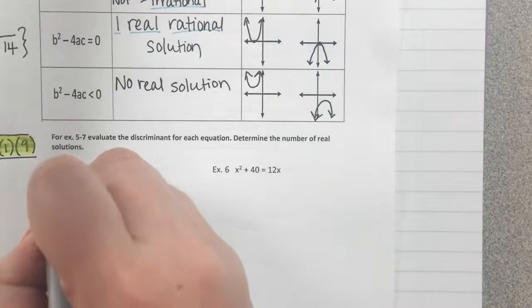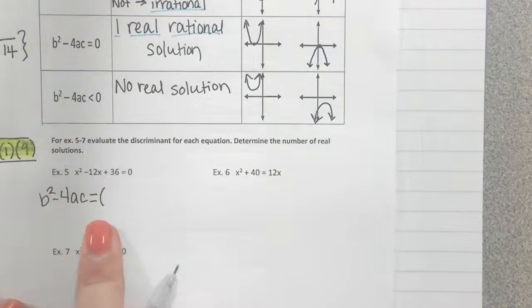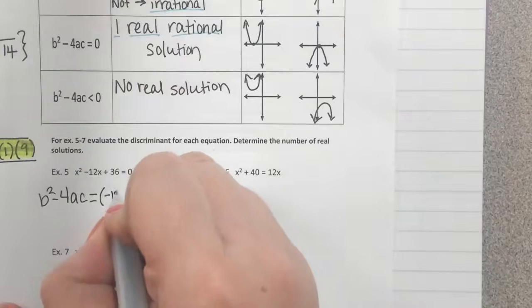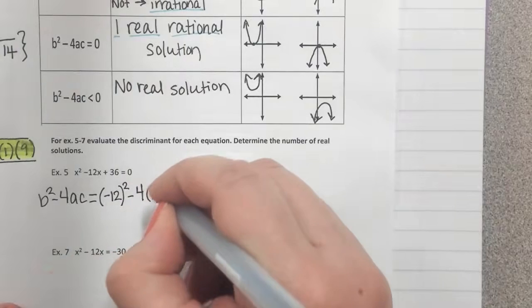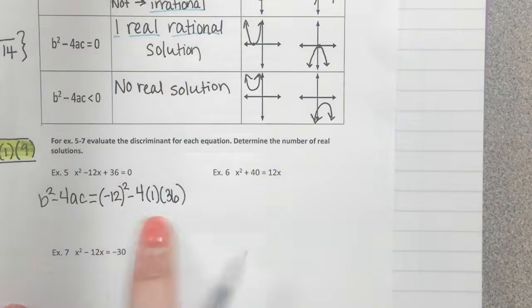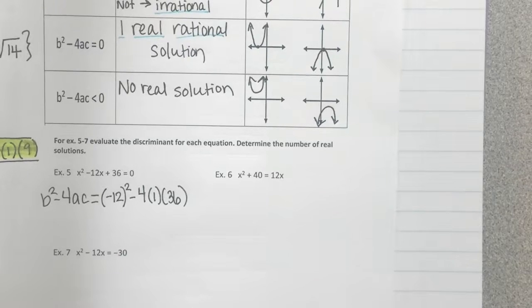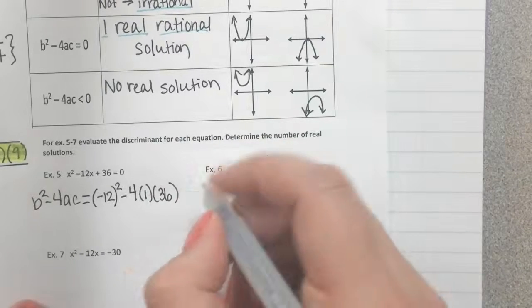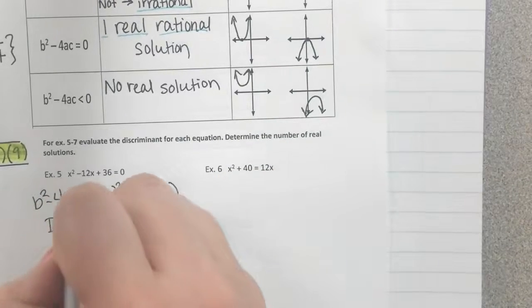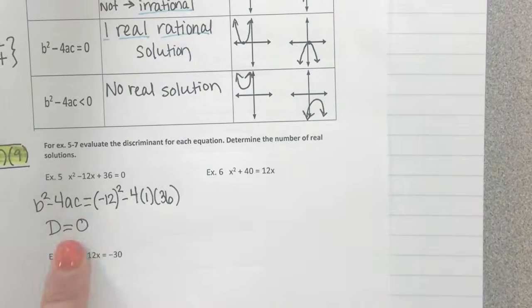b squared minus 4ac equals, and I'm going to write what that is when I plug in those numbers. So negative 12 squared minus 4 times 1 times 36. So we write the substitution step. And then we plug it in. It's 4 times 1 times 36. And that gave me 0. So the discriminant is equal to 0. Sometimes we use a capital D. Sometimes you would write b squared minus 4ac. But whatever, it equals 0.